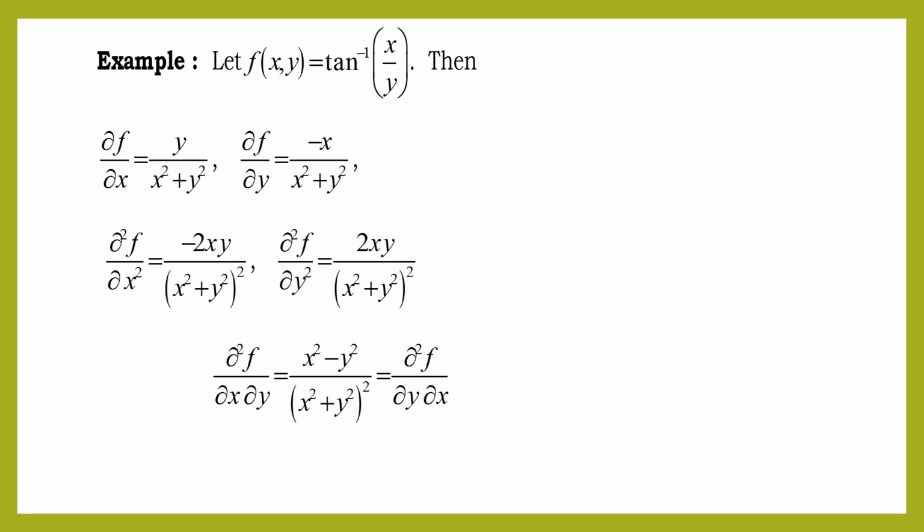Here, ∂f/∂x and ∂f/∂y are called first partial derivatives of the given function. ∂²f/∂x², ∂²f/∂y², ∂²f/∂x∂y, and ∂²f/∂y∂x are called second order partial derivatives. In this particular example, the last two partial derivatives, ∂²f/∂x∂y and ∂²f/∂y∂x, are equal.